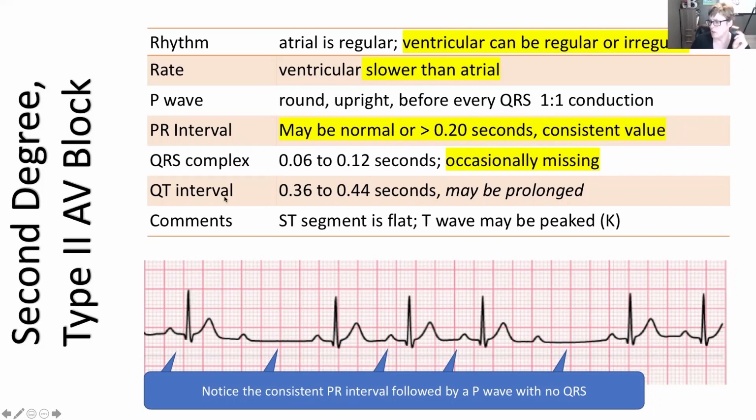My P wave, again, talked about. PR interval. Oh, I have here that it says one-to-one conduction. That would be the underlying rhythm. It is not a one-to-one conduction. PR interval may be normal or greater than 0.2 seconds. It's usually greater than 0.20 seconds, but it can be normal while still having that gap. QRS will be normal with the occasional missing beat. QT interval will be normal. ST segment should be flat.